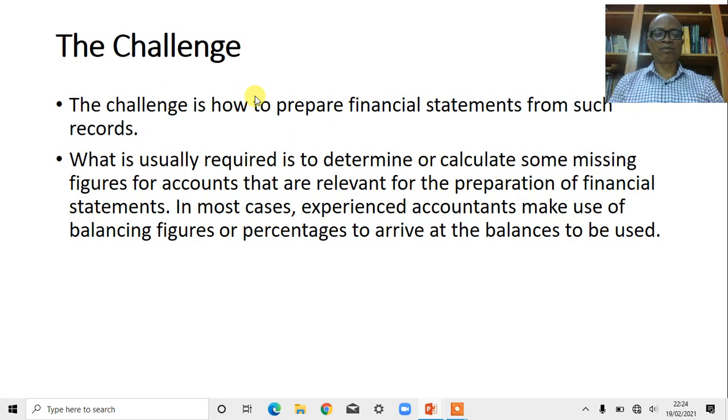What is the challenge before us? The challenge before accountants is how to prepare financial statements from such records. So we're saying that irrespective of the fact that they keep records in an informal way, you still have to bring out records that will enable you as an accountant to prepare financial statements from such records. What is usually required is to determine or calculate some missing figures for accounts that are relevant for the preparation of financial statements. In most cases, experienced accountants make use of balancing figures or percentages to arrive at the balances to be used.